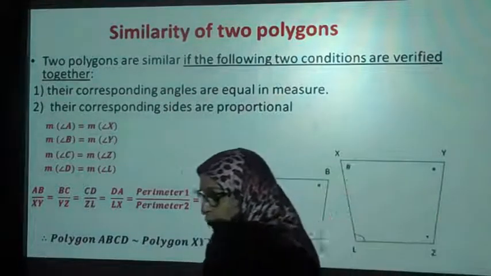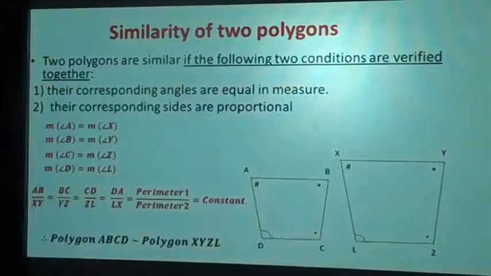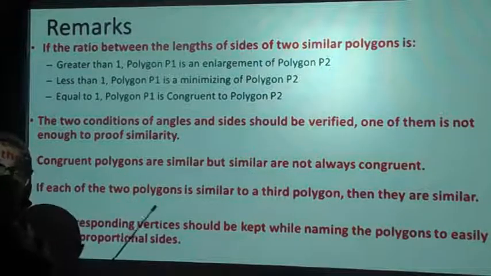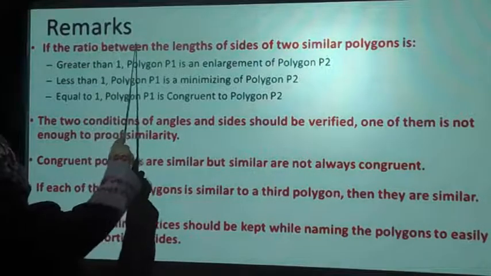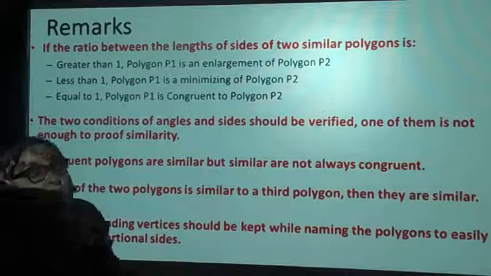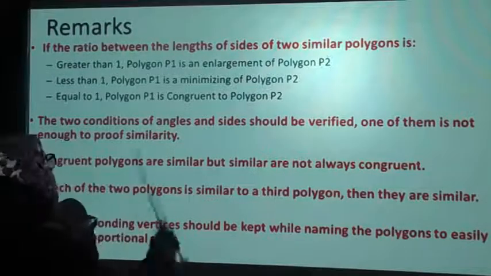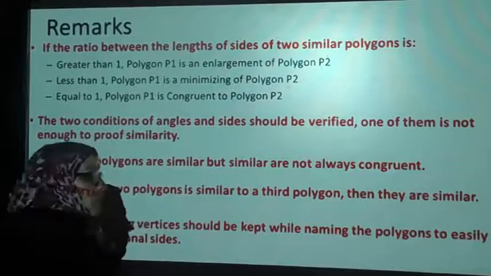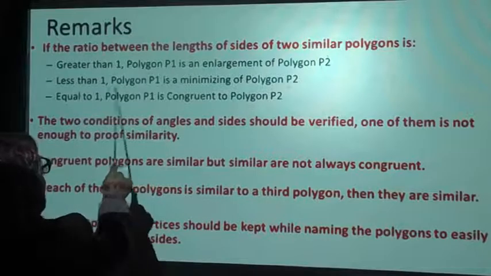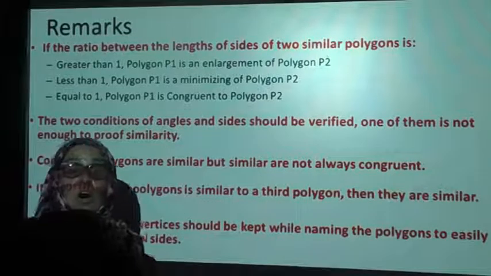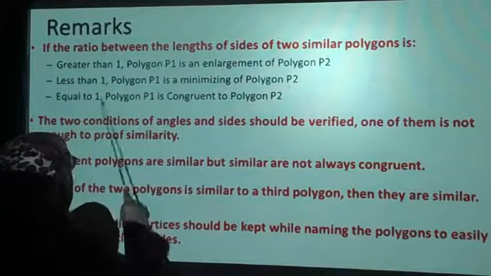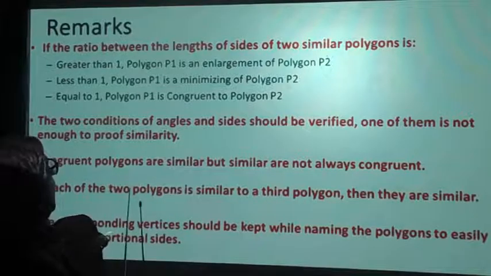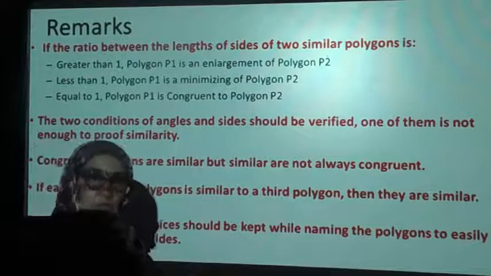Now let's move to another point. Here we have some important remarks. It is said that if the ratio between two similar polygons is greater than 1, this is an enlargement. And if it is less than 1, it is a reduction of the polygon. And if the ratio is equal to 1, therefore they are congruent polygons and not only similar polygons.